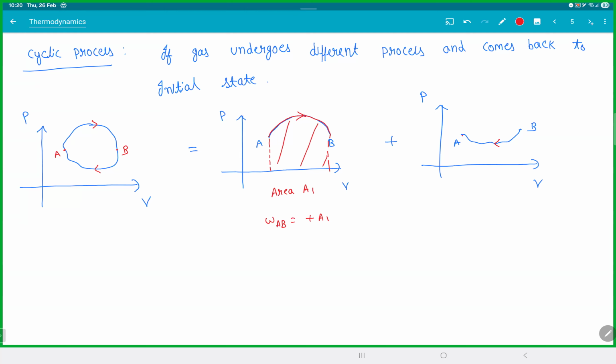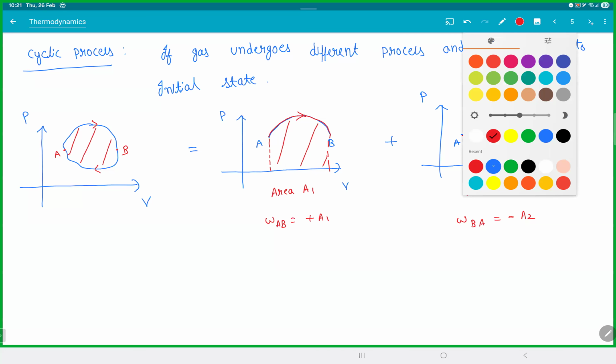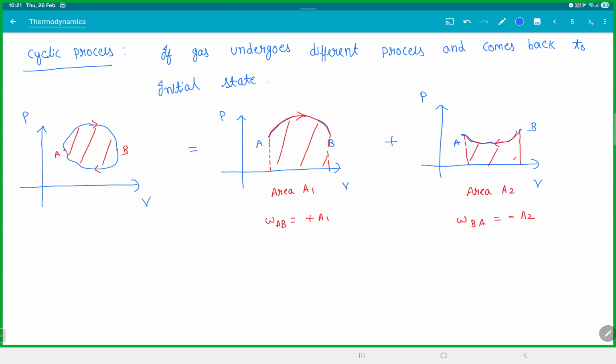When you go from B to A, what is the area under the curve? The area under the curve is this. Let the area be A2. Since you're going from B to A, dV is negative, so minus A2. Now, if I add these two, what do you get? You get the area enclosed by the curve, isn't it? So in a cyclic process, the area enclosed by the curve is the work done.